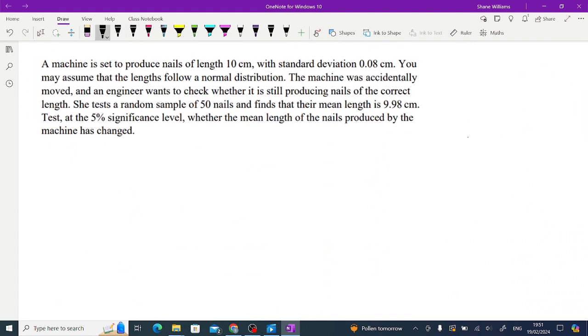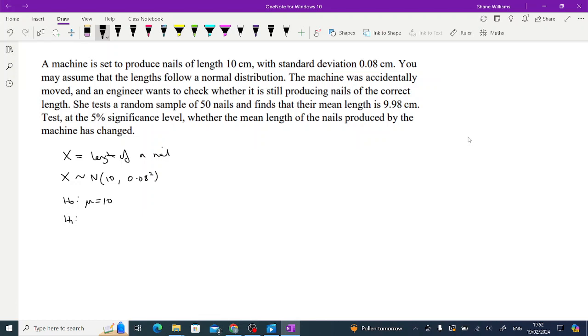So the first thing to do is to state the thing that you are measuring. So X is the length of a nail. Then state the distribution. There are marks for this. With them normally distributed, as it says, with a mean of 10 and a standard deviation of 0.08, we write in the parameter as the variance, so we need to square it. Then write the hypotheses. Mu is 10, and then we're going to go on to the alternative.